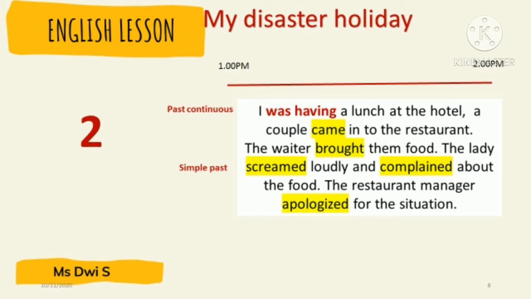Nah, in this kind of narrative story, first, we started with "I was having a lunch," a sentence in past continuous, something or action that is ongoing in a specific time, and then come in with some simple past sentences or events.